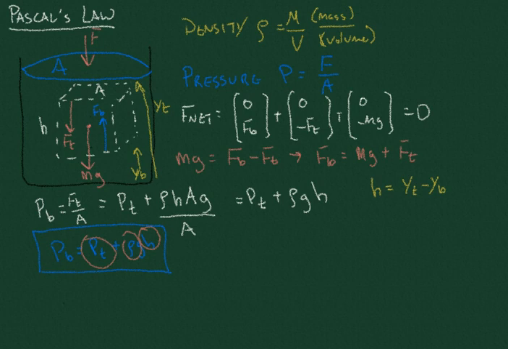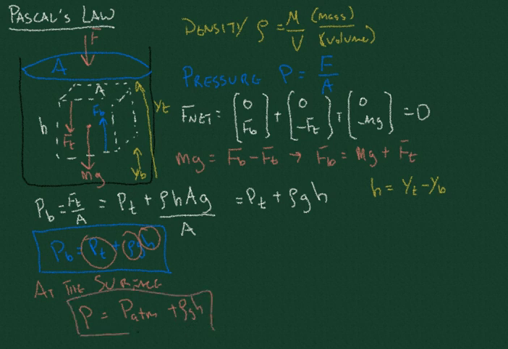Okay, and so we can notice one more thing. At the surface, the pressure at the top would just be atmospheric pressure. And so it's rho g h. So this is telling us the pressure at a point in a liquid is just atmospheric pressure plus density times g times the height above where we're looking at.